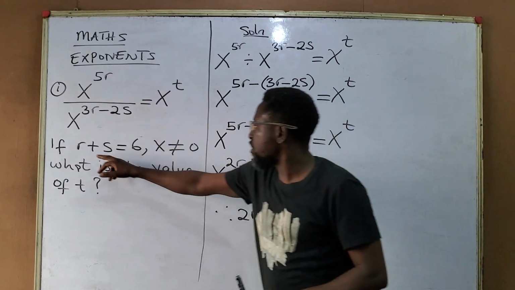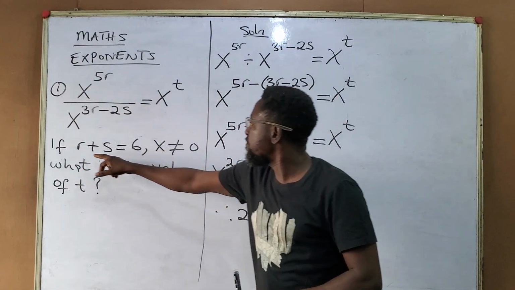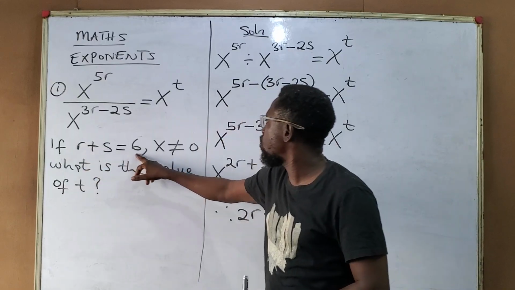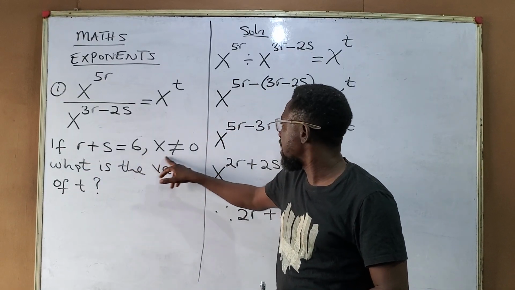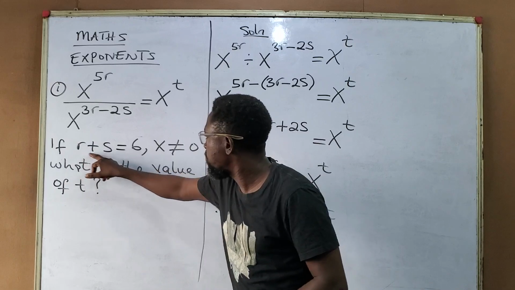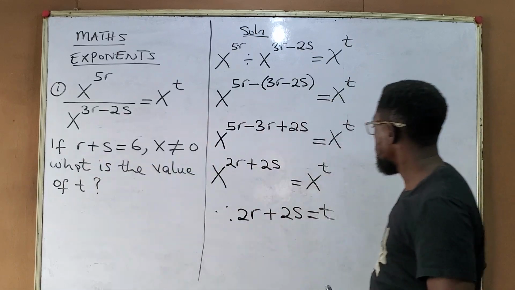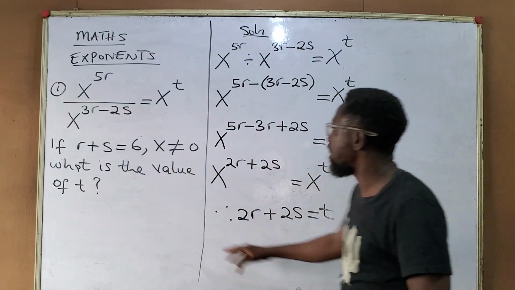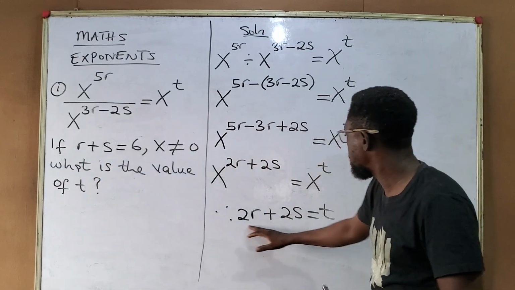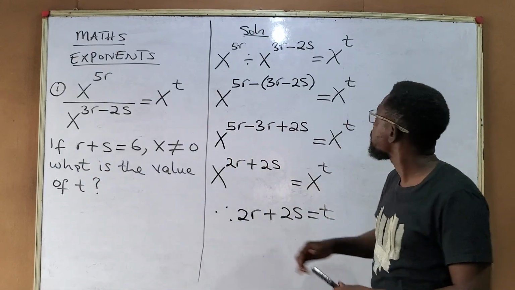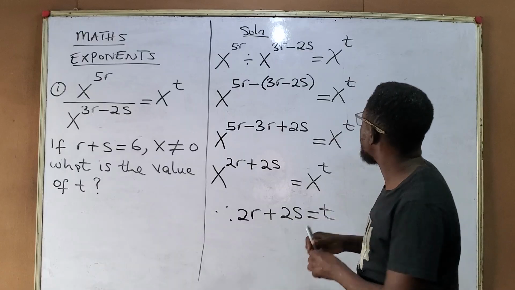Now, take a look at this. There's a condition given here. It says if r plus s equals 6, and x is not equal to 0. r plus s equals 6. So now I need to write this one in a way to get r plus s from this left-hand side. So to do that, I will factorize.